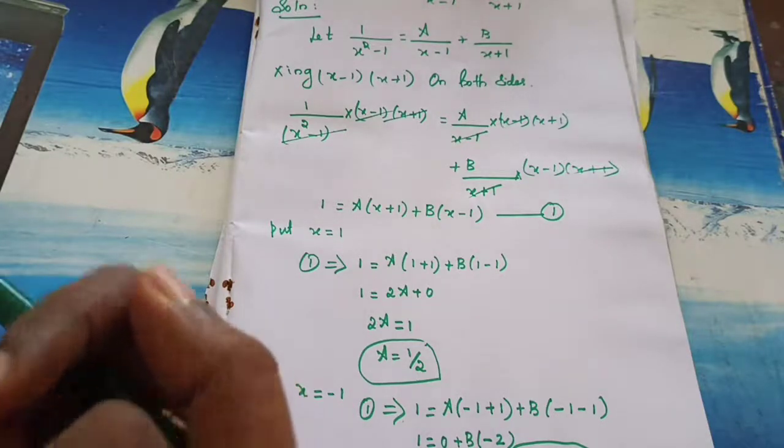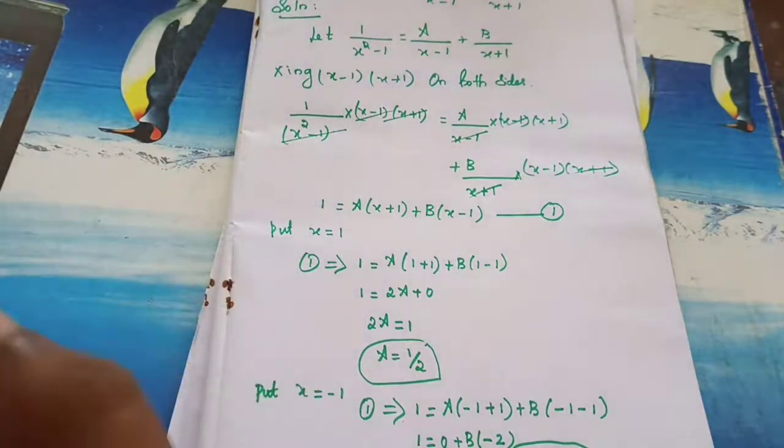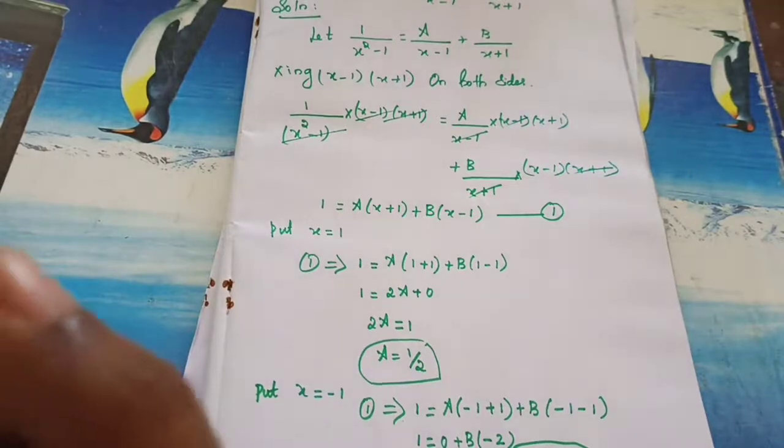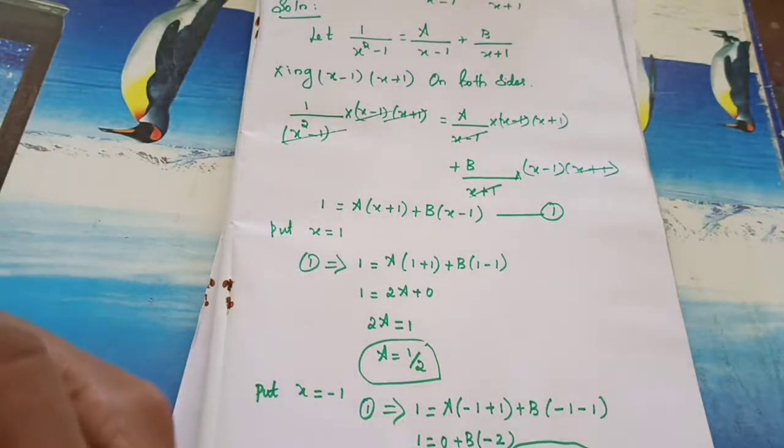Non-repeated means how will you split? A by, b by. If there are 3 factors, we will split as a by, b by, c by. Okay. Understand? This is the first model. I hope you got a good idea. Yes, very easy. So let's move to the next question.